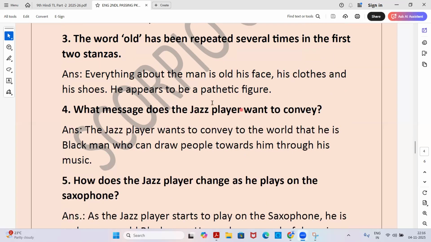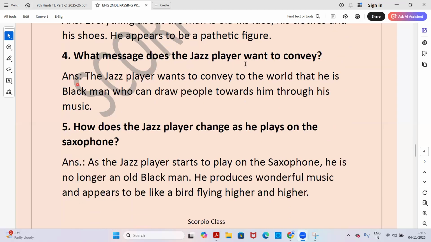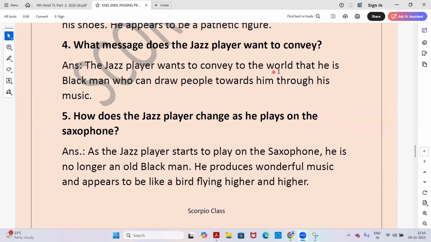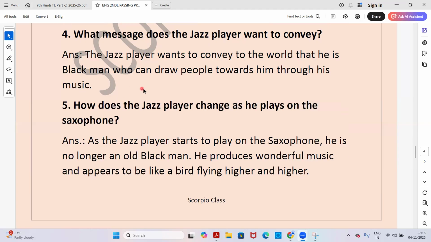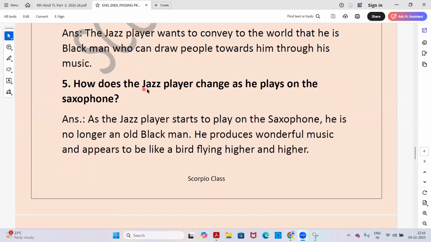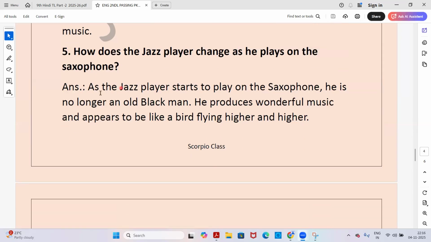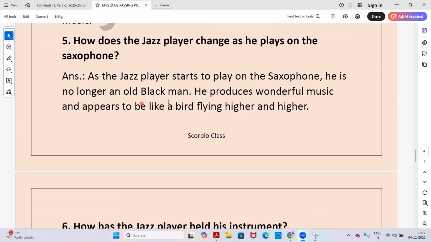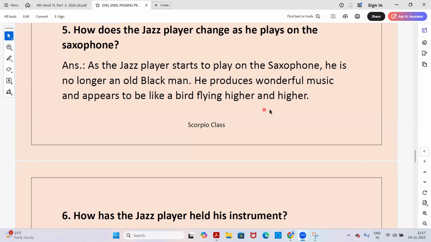Okay. So, next question. What message does the jazz player want to convey? Answer. The jazz player wants to convey to the world that he is a black man who can draw people towards him through his music. Next, how does the jazz player change as he plays on the saxophone? Answer. As the jazz player starts to play on the saxophone, he is no longer an old black man, but he produces wonderful music and appears to be like a bird flying higher and higher.